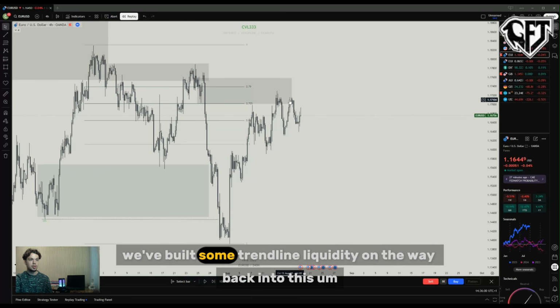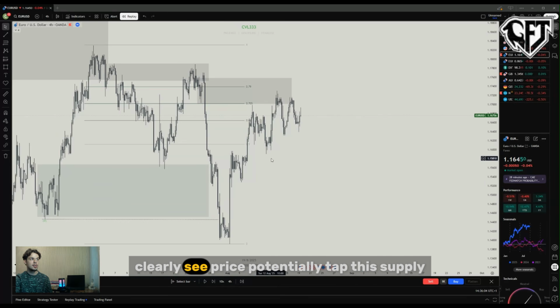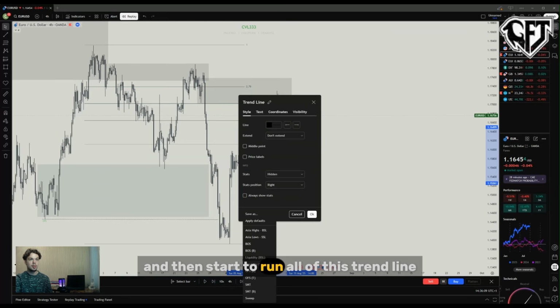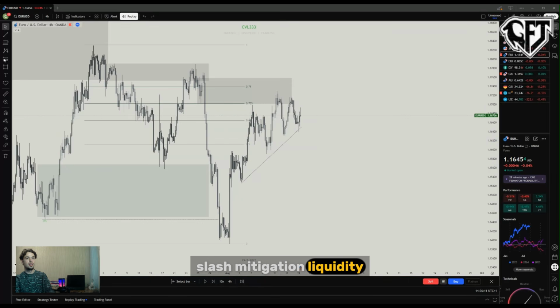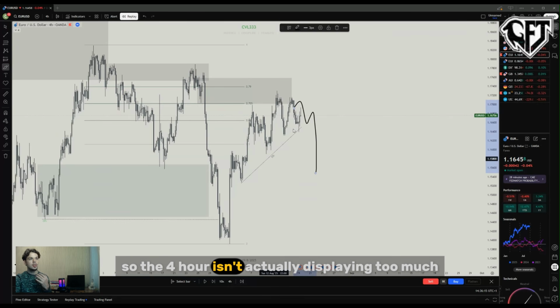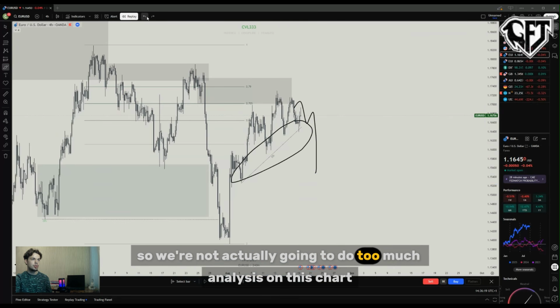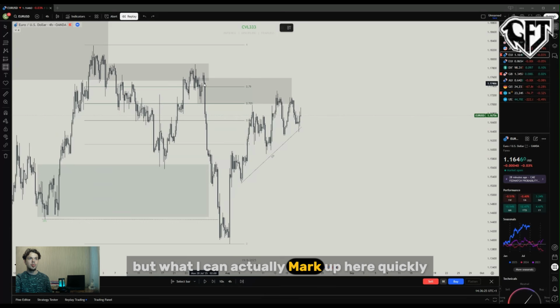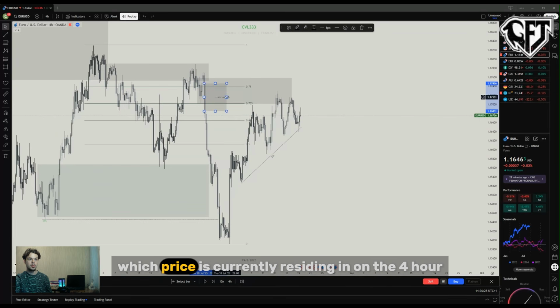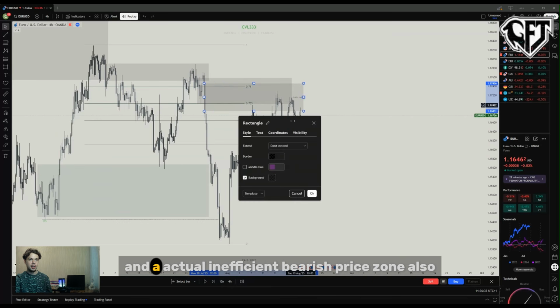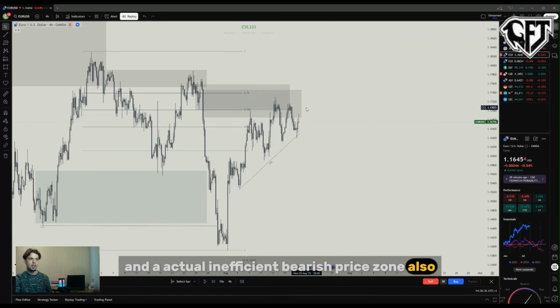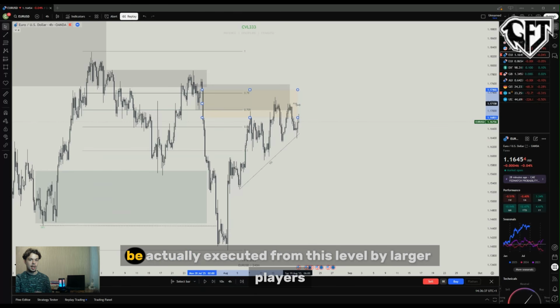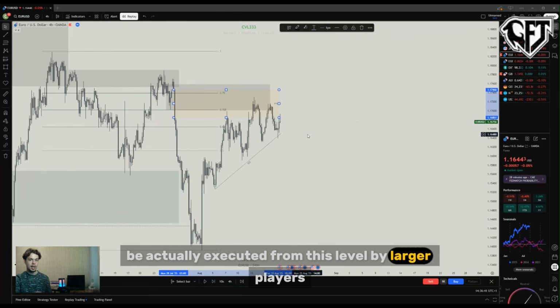As we can see, we've built some trend line liquidity on the way back into this supply zone, which we could see price potentially tap this supply and then start to run all of this trend line and mitigation liquidity. The 4 hour isn't displaying too much, so we're not going to do too much analysis on this chart, as the daily has done enough for us on the higher time frame so far. But what I can mark up quickly is a bearish fair value gap, which price is currently residing in on the 4 hour. So price is currently in a daily supply zone and an inefficient bearish price zone also. This could indicate that sells may be executed from this level by larger players.